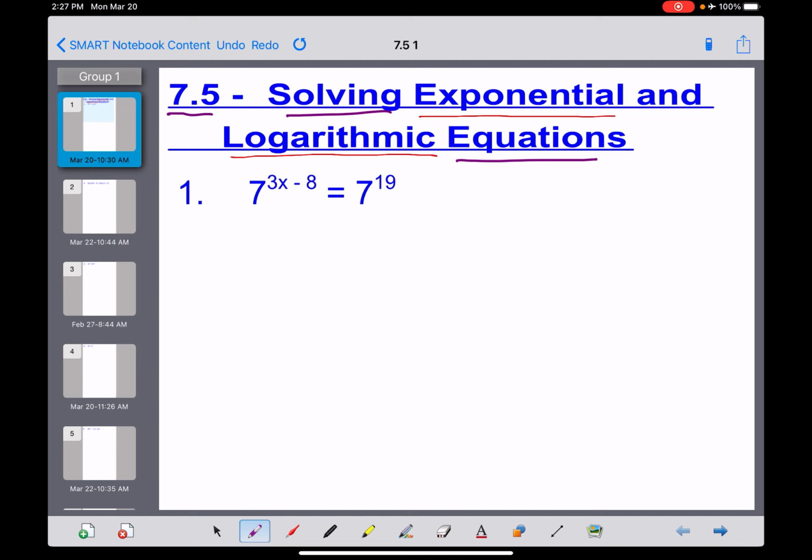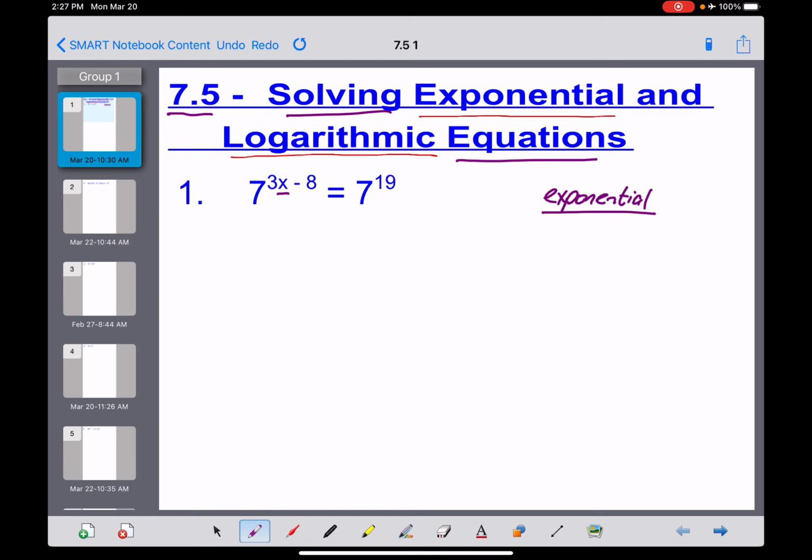All right, so let's take a look at our first example here where we've got 7 to the 3x minus 8 power is equal to 7 to the 19th. Okay, this right here, everybody, is what we call an exponential equation, and that's something that hopefully you've been getting a little bit familiar with throughout the course of this chapter. The reason this is an exponential equation is because it's an equation and the variable is located in the exponent.